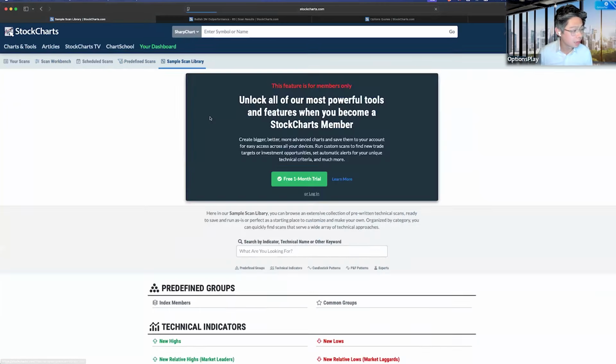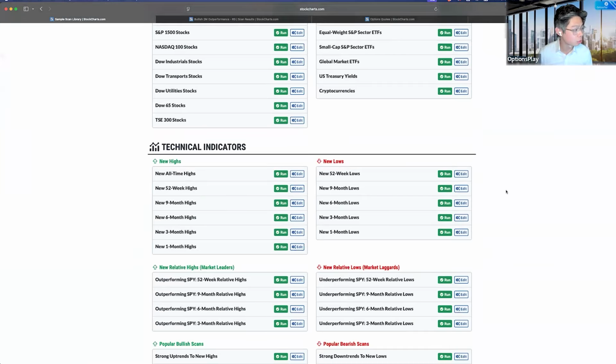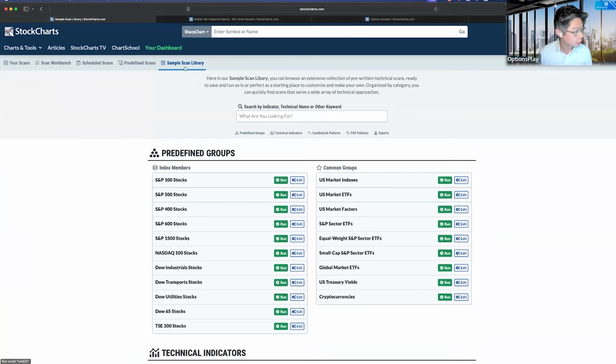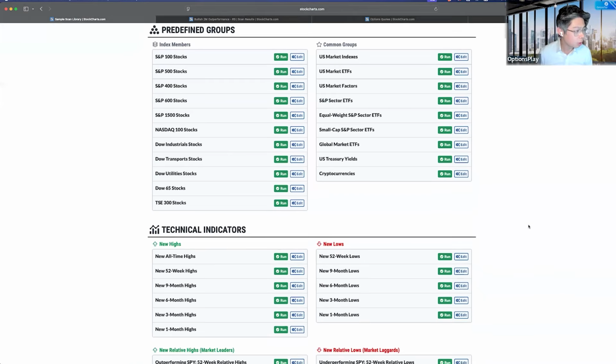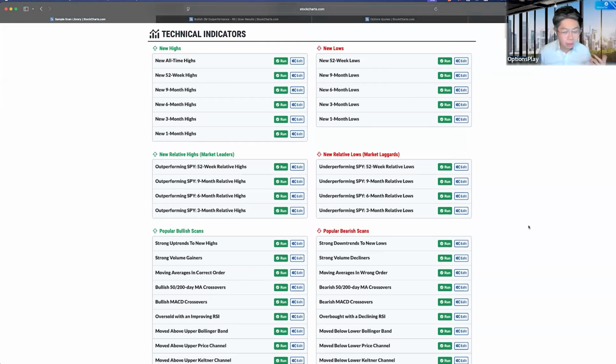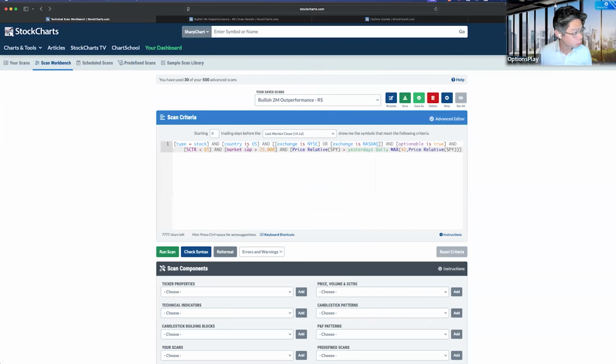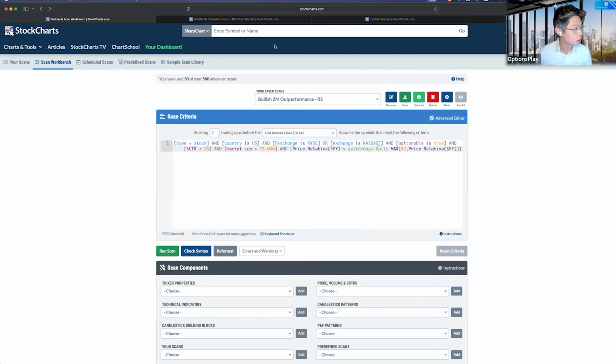So the sample scan library, I think, is fantastic as a great way to help you get some inspiration of different types of scans. A lot of my scans actually come from the predefined scans or the sample scan library, where I've kind of taken ideas and made it my own. And the advanced scan engine basically allows you to take these ideas, write out your own scan, and then run these particular scans.